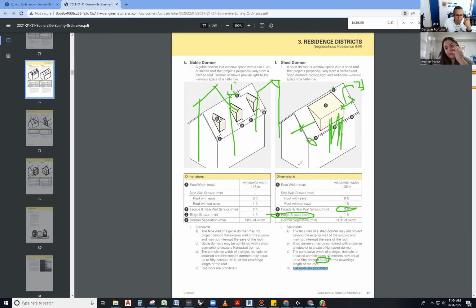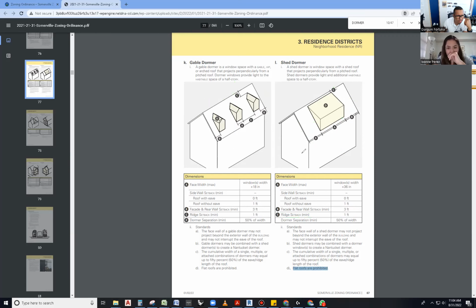And if let's say the overhang is 6 inches, then the door. Well, my bad. This is confusing. So, roof without an eave, you got to set back from it 1 foot. Roof with an eave, you do not have to have any setback from it. That's what he's saying. Okay. Is that clear now? Now we're just focusing right now on shed dormers on this one.